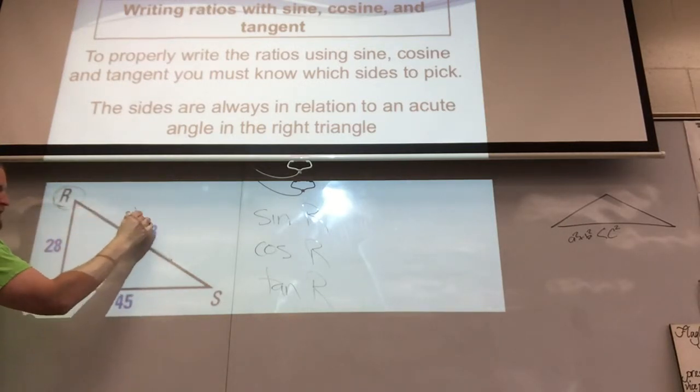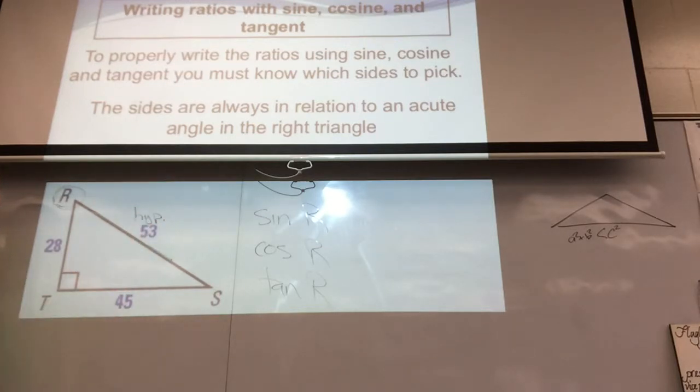This side right here is the longest, so I know that's my hypotenuse. This side right here is the one that's actually touching this angle. So that's the adjacent one. Adjacent means it's touching it. And that just means that this is the only one left, which is opposite.